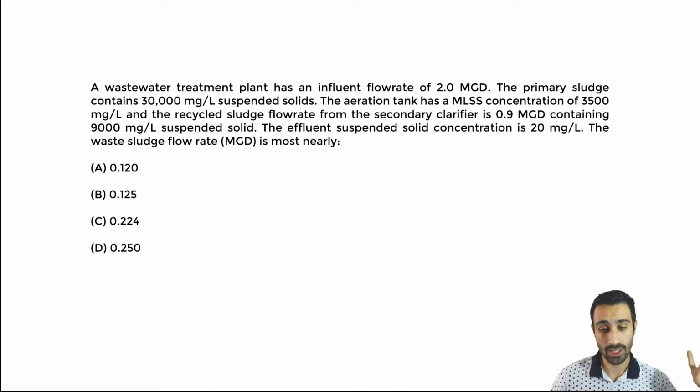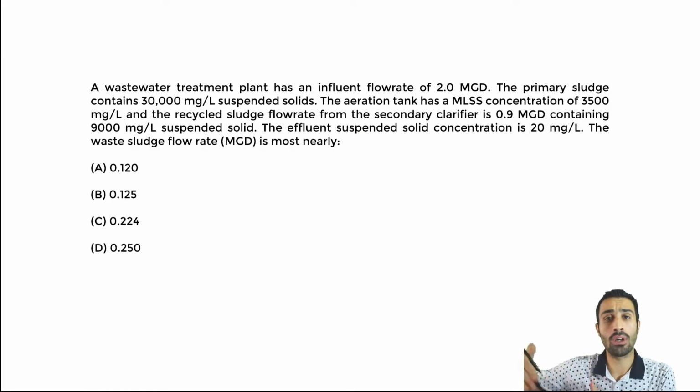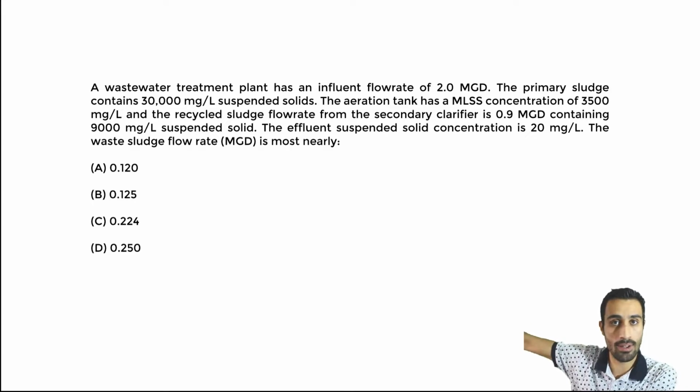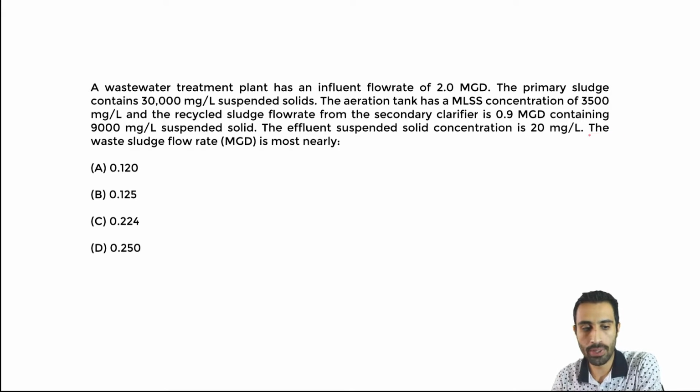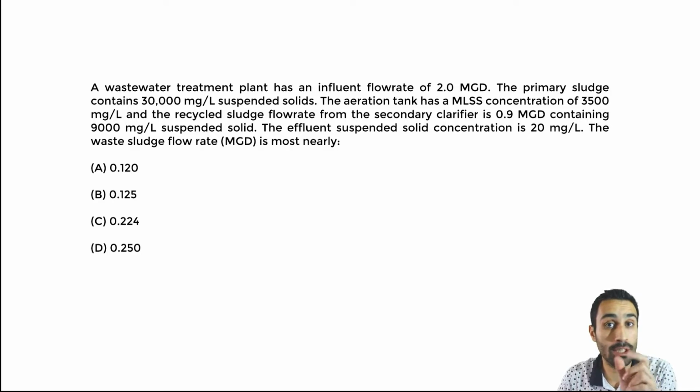So that's a long sentence there. This is saying MLSS is this concentration, and the recycled sludge flow rate, we know we always recycle that sludge, that has this flow rate, Q recycled, is 0.9 mgd, but it has a concentration of 9,000 milligram per liter. And we'll denote that on a diagram as well. The effluent suspended solids concentration is 20 milligram per liter. So the effluent is what comes out after secondary treatment in the final stages of the treatment train. So we're told the waste sludge flow rate in mgd is most nearly what?